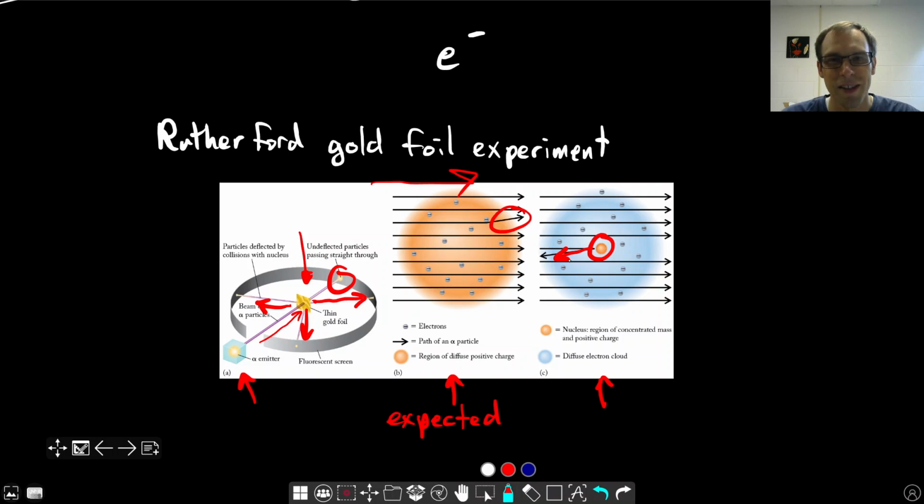So that gives us a rough idea of what an atom looks like. And so we'll continue talking about atoms and their structure in the next video.